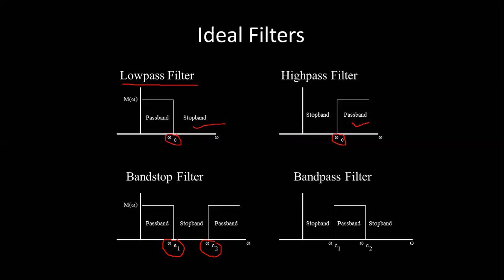Below omega c1, that is fc1, all frequencies pass. Between omega c1 and omega c2 all the frequencies are rejected, and again above omega c2, above the cutoff frequency, all frequencies pass again. It is the reverse in the band pass filter.